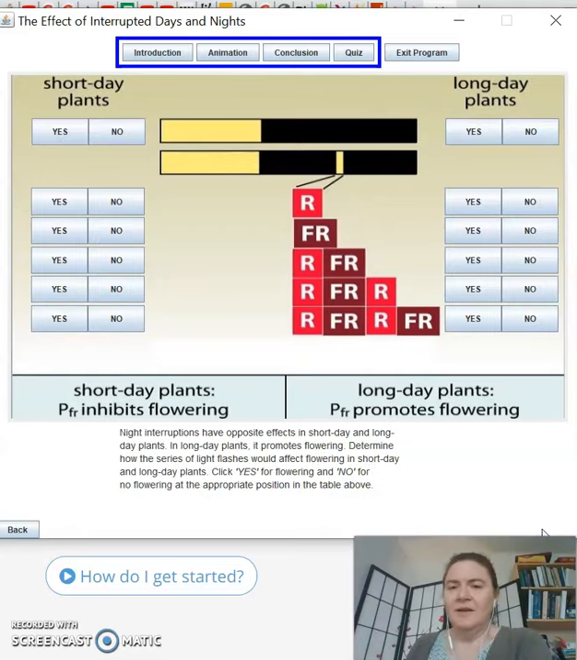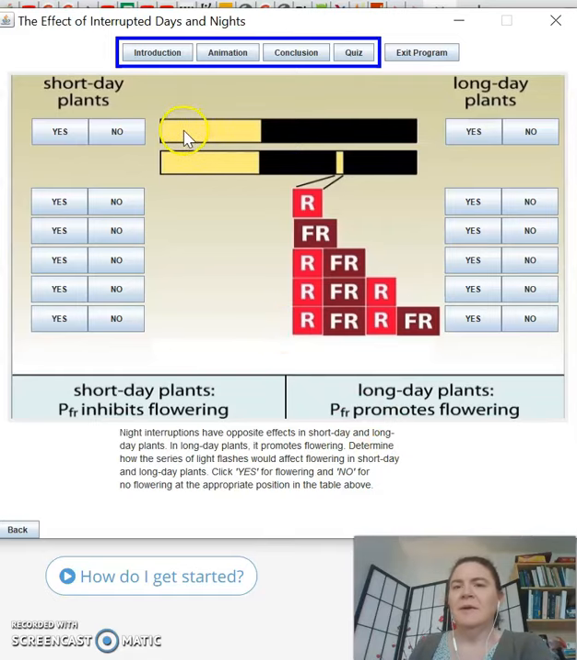And so here we're going to take a look at how night interruptions have opposite effects in short day and long day plants. In long day plants, it promotes flowering. Determine how the series of light flashes would affect the flowering in short day and long day plants. Click yes for flowering and no for no flowering.